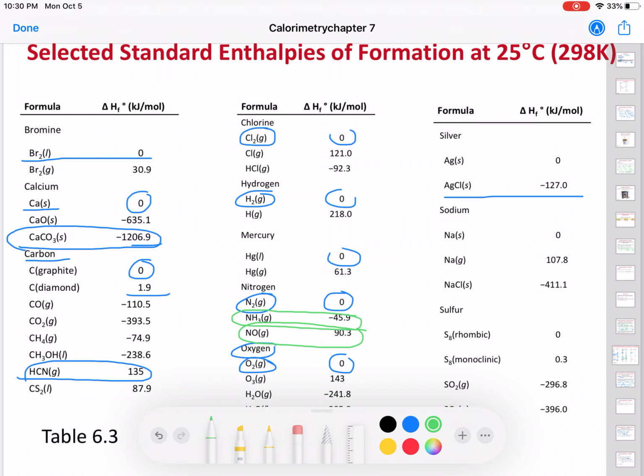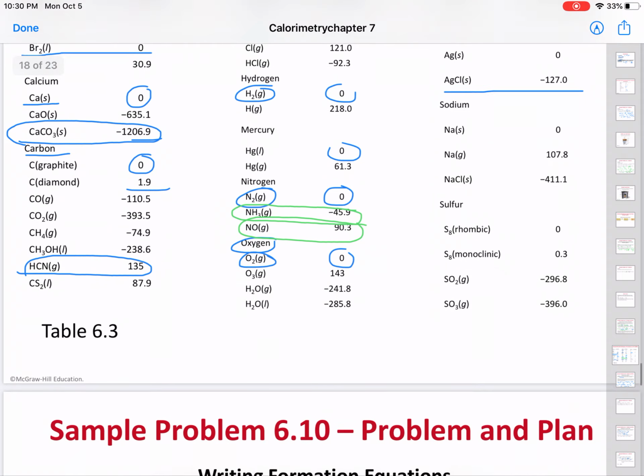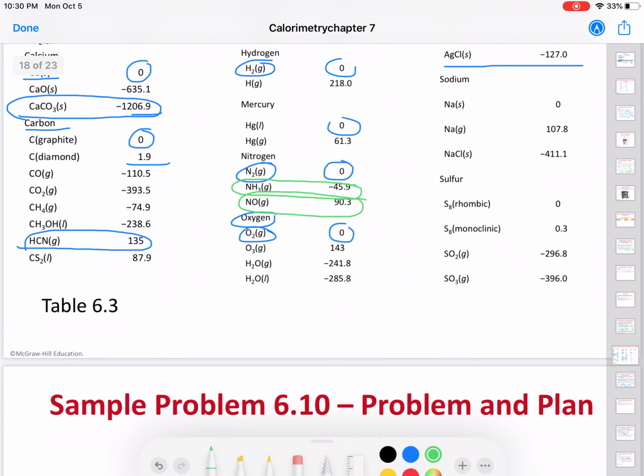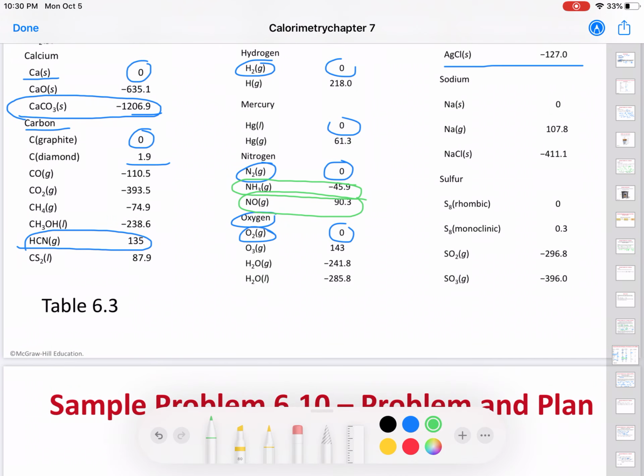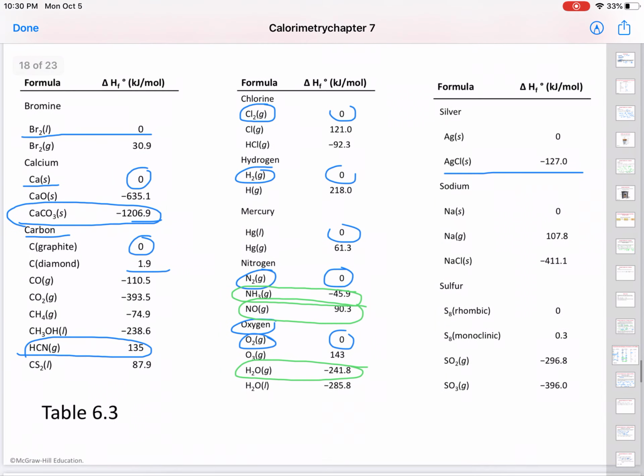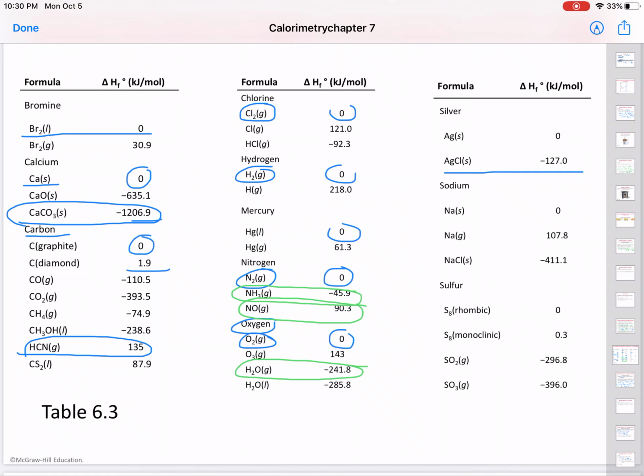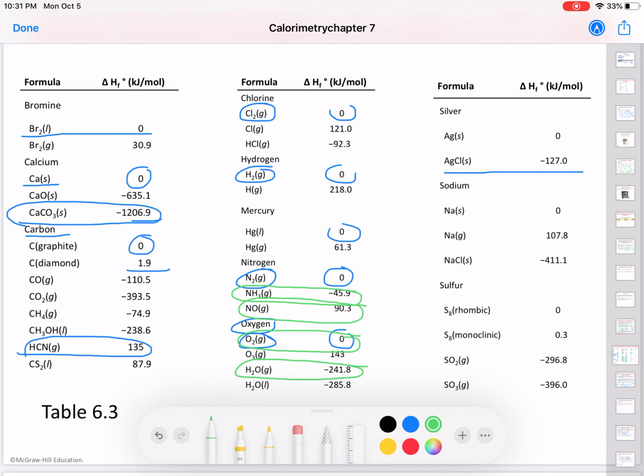What else? Water. Was the water gas or liquid? We do have two numbers: you see here water gas and water liquid. Since the water is gas, we're going to use this number. We also need oxygen. Oxygen should be 0, but we need to show it to you. Yes, I do see oxygen, right here. It is 0. The ones I have circled in green are the values we need because they involve our reactants and products.